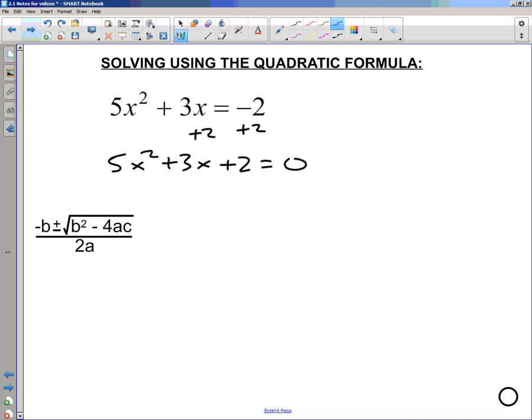Let's go ahead and mark our values for A, B, and C. A is 5, B is 3, and C is 2, and they're all positive this time. All right, go ahead and build our quadratic formula.